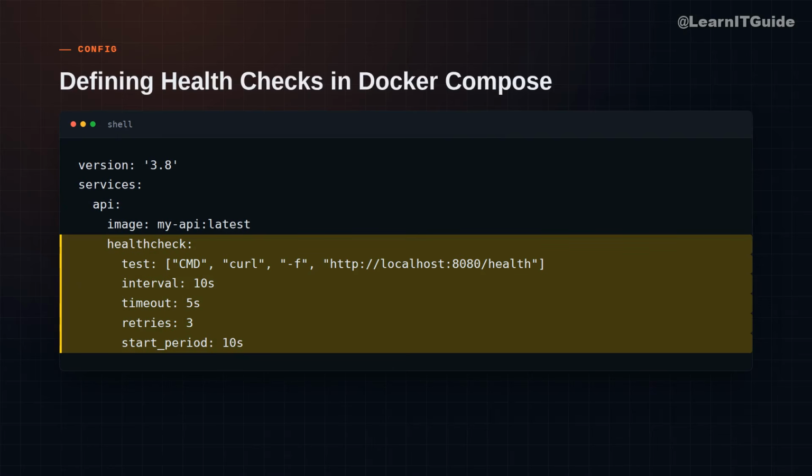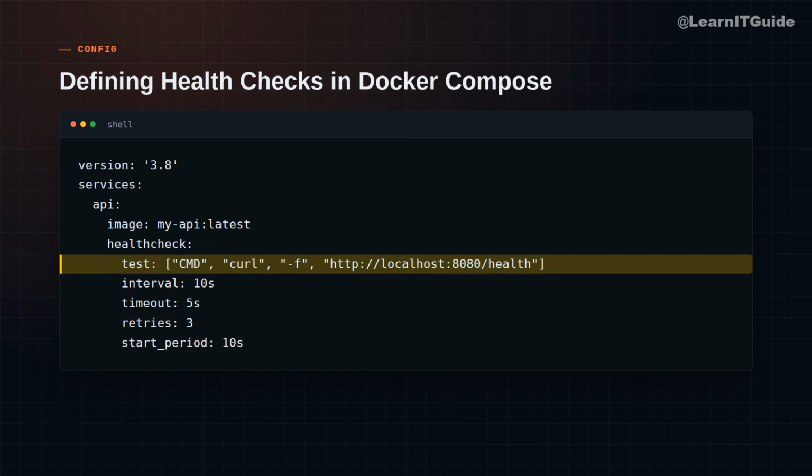In a real-world scenario, you are probably using Docker Compose. In your YAML file, you add a health check block under your service definition. The test key uses a JSON list format to define the command. This is more robust than using a raw shell string because it avoids shell parsing issues. Here, we are curling a specific health endpoint on port 8080.